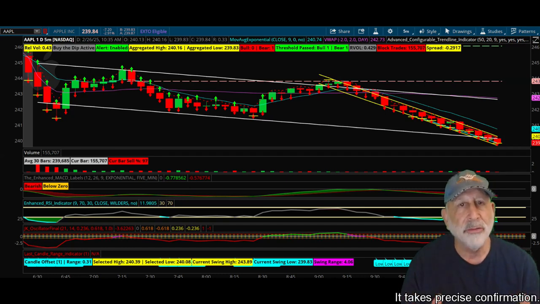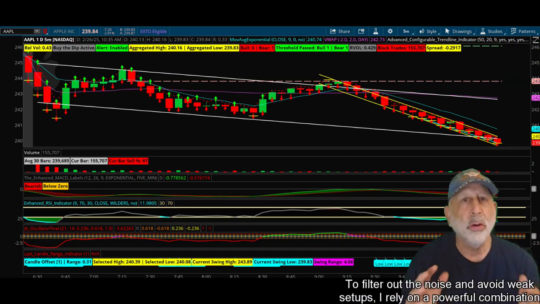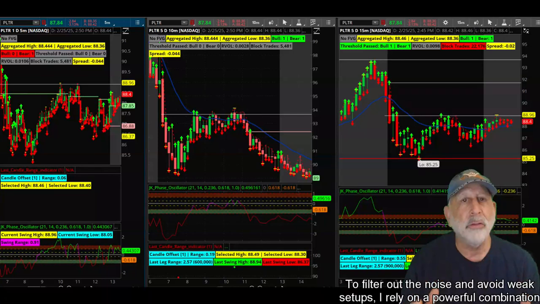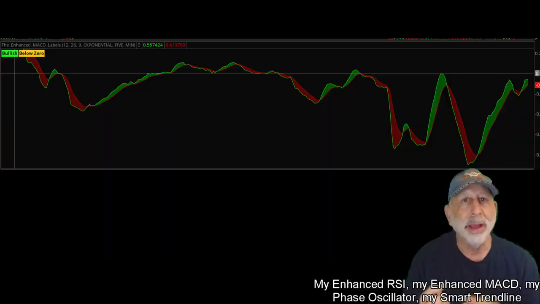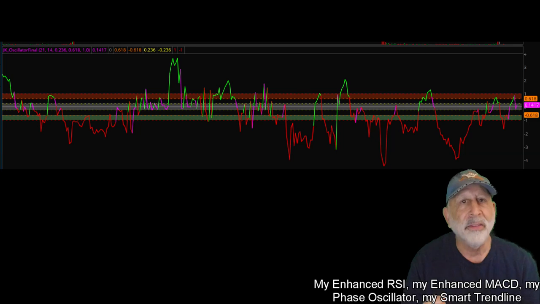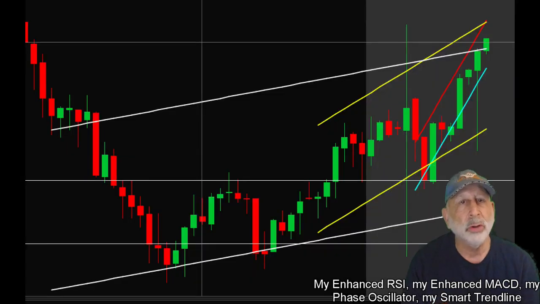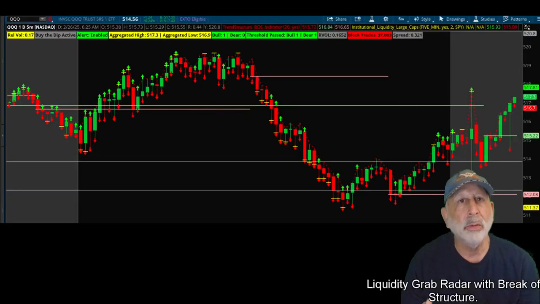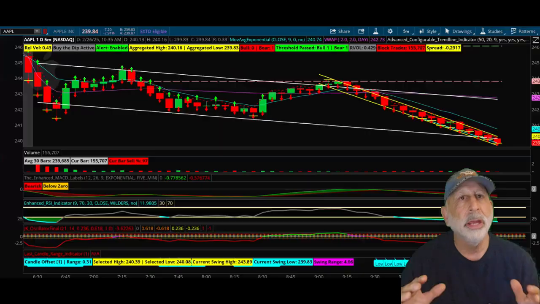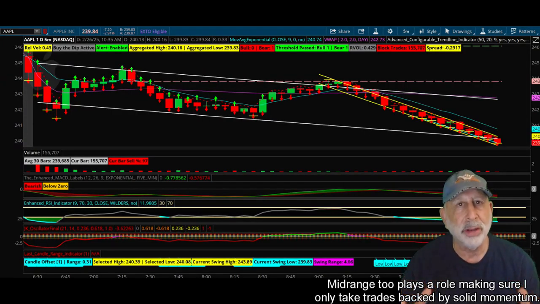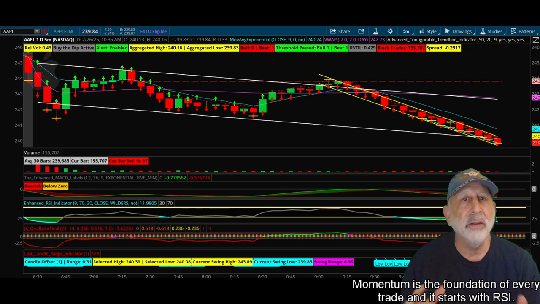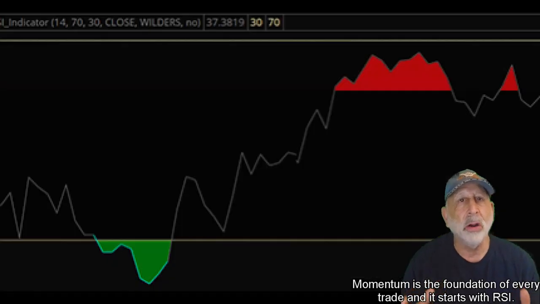It takes precise confirmation. To filter out the noise and avoid weak setups, I rely on a powerful combination of indicators: my enhanced RSI, my enhanced MACD, my phase oscillator, my Smart Trendline Pro, and my liquidity grab radar with break of structure. Each tool plays a role, making sure I only take trades backed by solid momentum. Momentum is the foundation of every trade, and it starts with RSI.